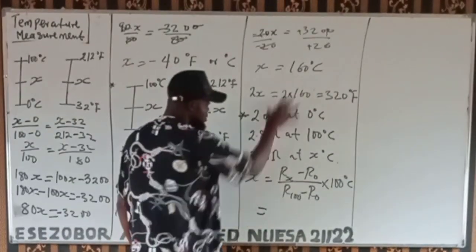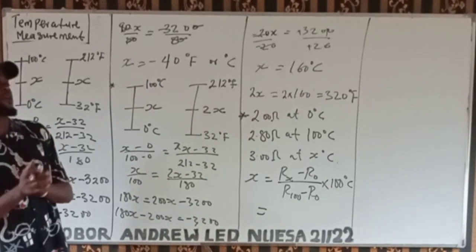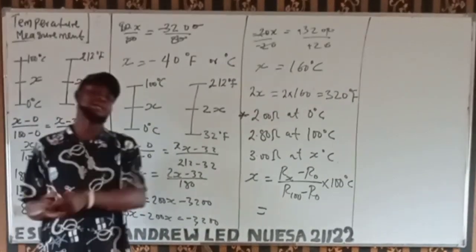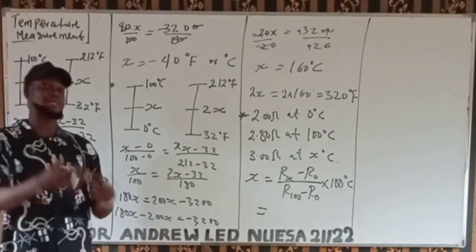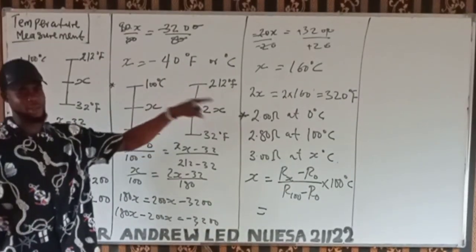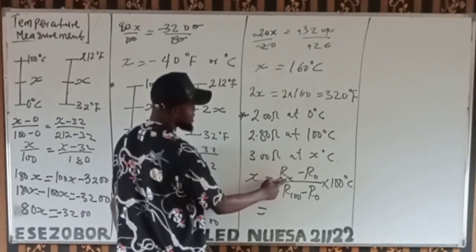So again, this one is used for a platinum resistance thermometer, or when you have to move from a particular scale to the Celsius scale. It also works for a liquid-in-glass thermometer. I'll solve a question like the liquid-in-glass thermometer and then you see it. Then, what's the resistance at the unknown temperature?